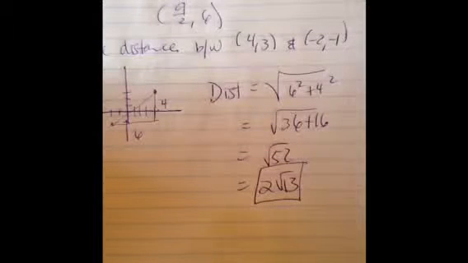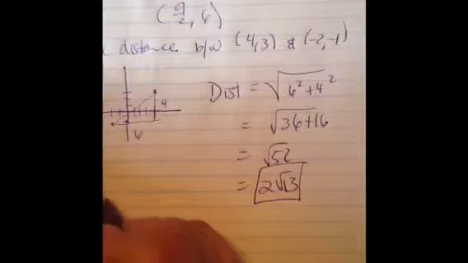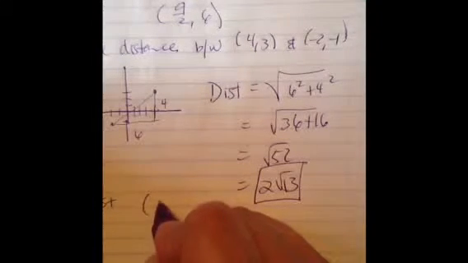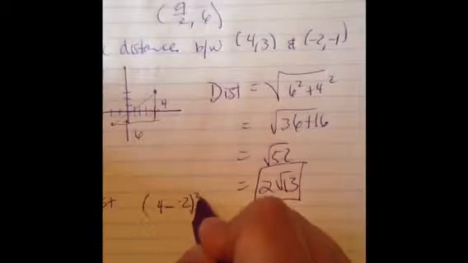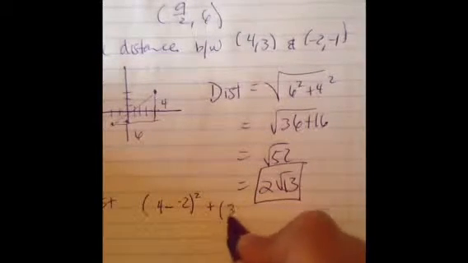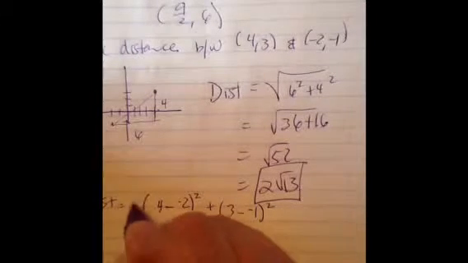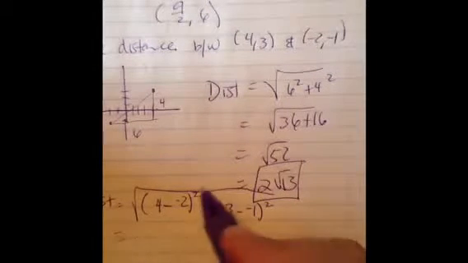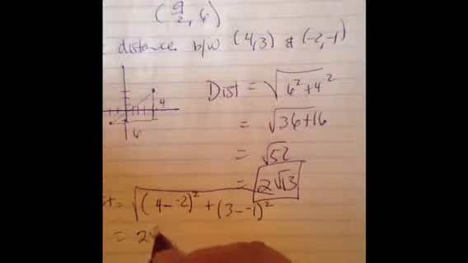Now, if you don't want to do that, you can always look at the distance formula. And the distance formula is going to be whatever the x coordinates are. So 4 minus a -2 squared plus 3 minus a -1 squared, and then you take the square root. And when you do that, you're going to get the exact same answer, which is 2 square root of 13.